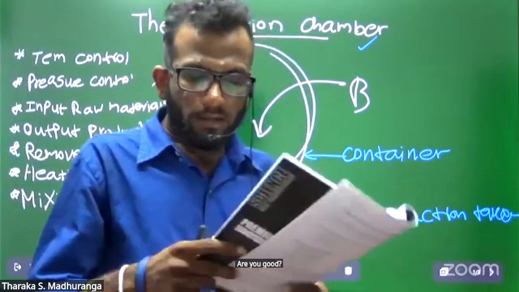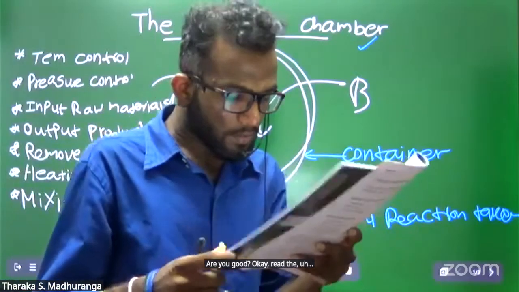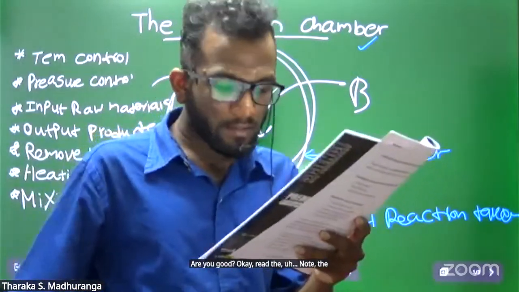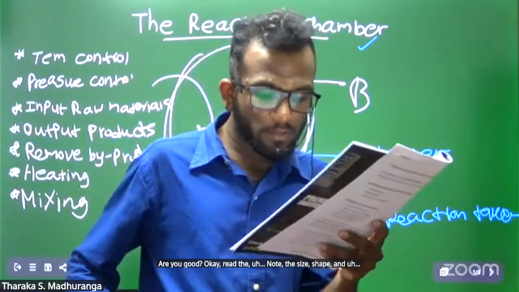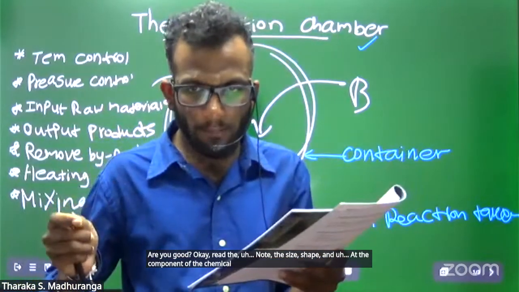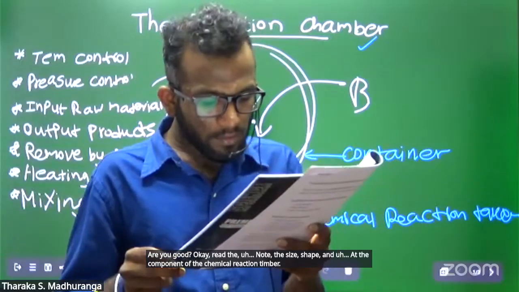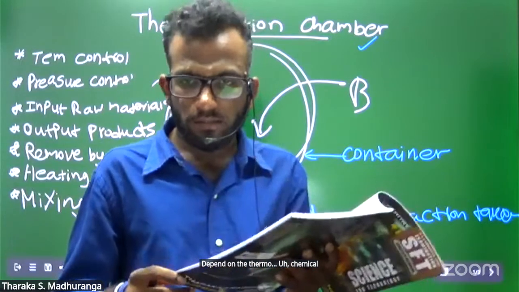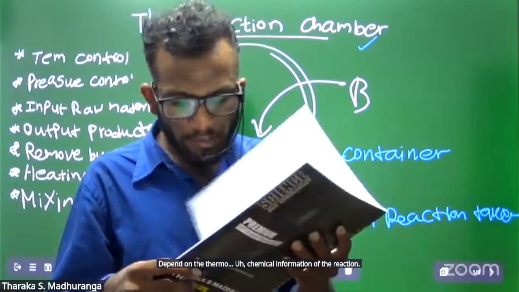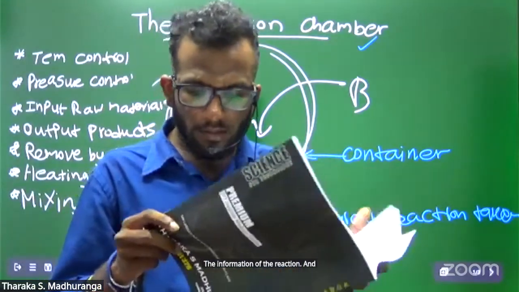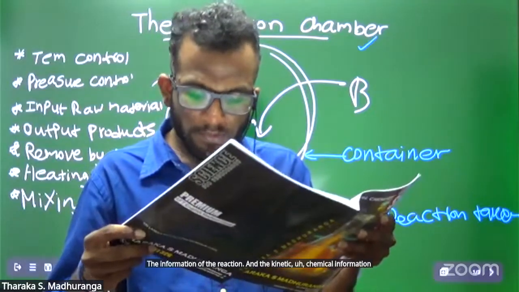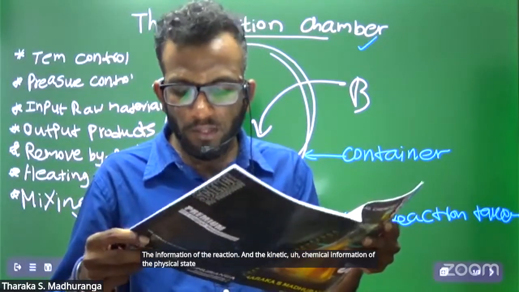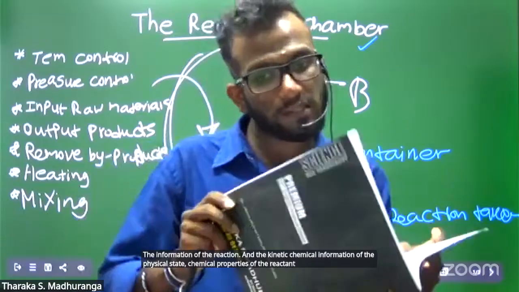Okay, read the note. The size, shape, and other components of the chemical reaction chamber depend on the chemical information of the reaction. The kinetic chemical information, the physical state, and the chemical properties of the reactants totally depend on the reaction type.